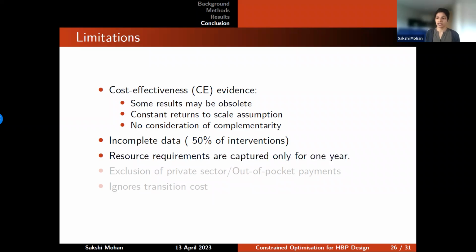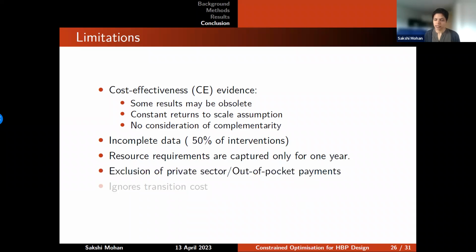Thirdly, we were only capturing resource requirements for 1 year. So the constraints that we applied on the consumables budget as well as health workforce capacity was applied only for 1 year, but we tried to address the issue of capturing long-term costs and consequences by using net DALYs rather than a total DALYs figure in the objective function.